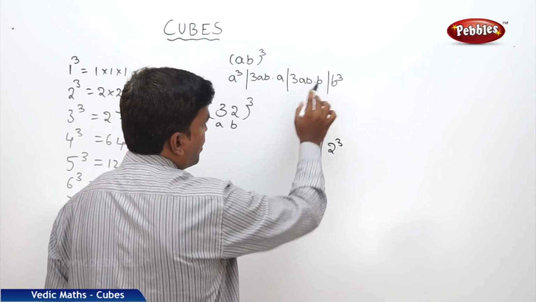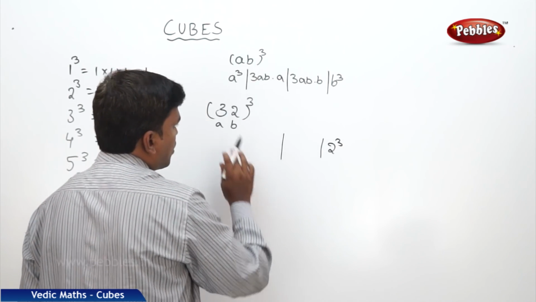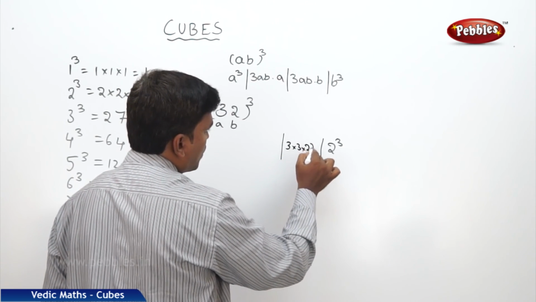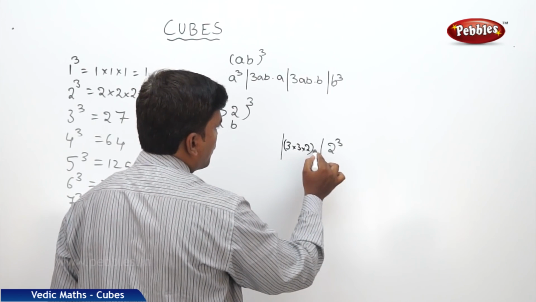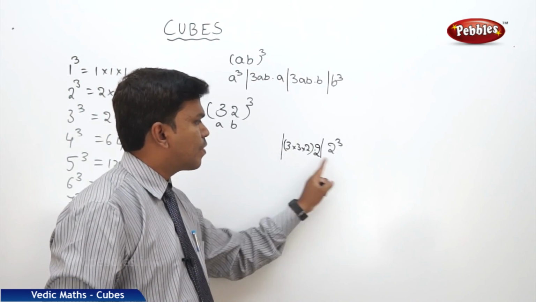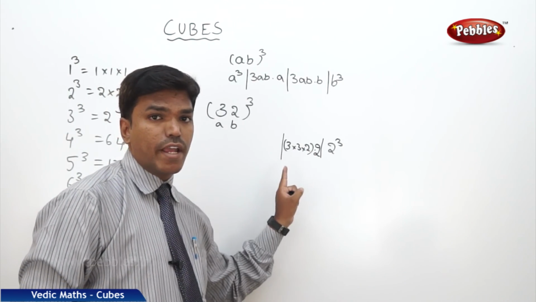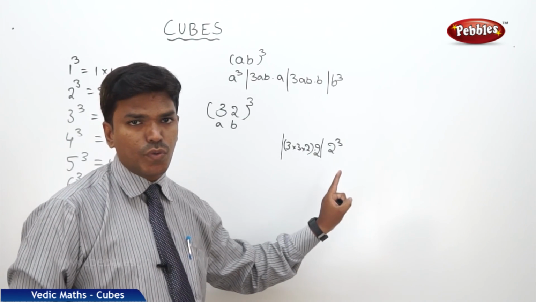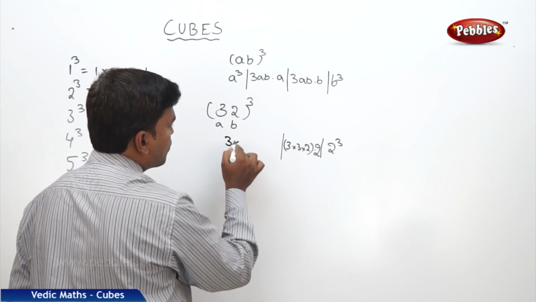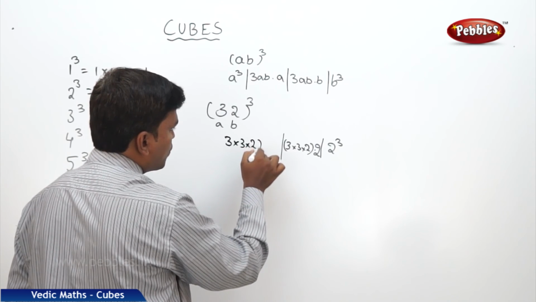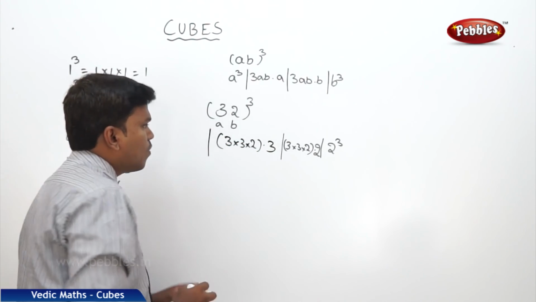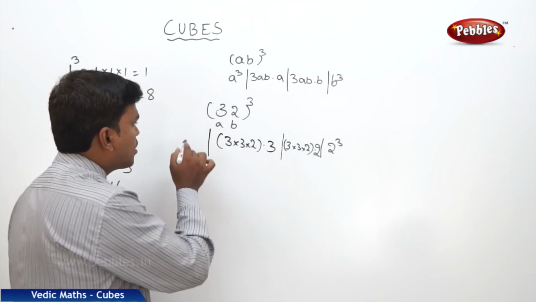Now 3AB into B. First of all, we need to calculate 3AB. So 3 into A, which is 3, into B, which is 2, that is 3 into 3 into 2, into again B, that is 2. Now 3AB into A: 3 into 3 into 2, into A, which is 3. Now what is A cube? A cube is nothing but 3 cube.